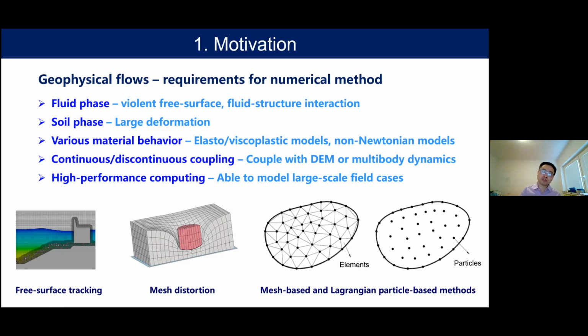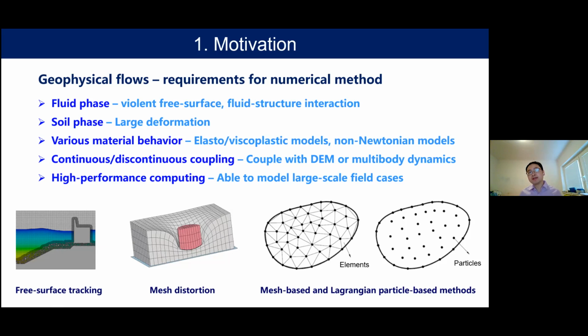For example, we can remesh the body so this mesh distortion can be avoided. But sometimes this is very difficult to achieve in 3 dimensions, and it is also difficult to implement, and it involves longer simulation time. So that's the requirement for modeling of the soil phase.